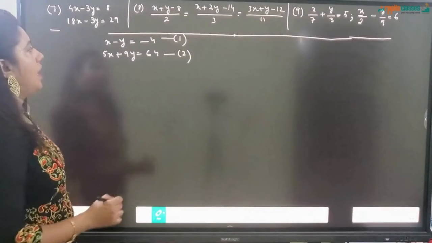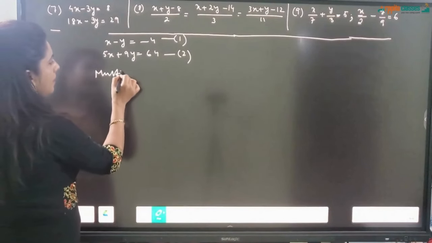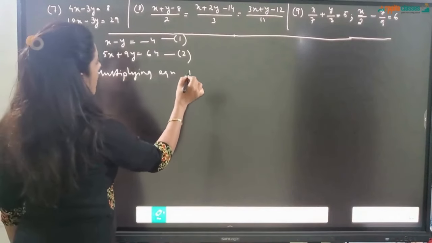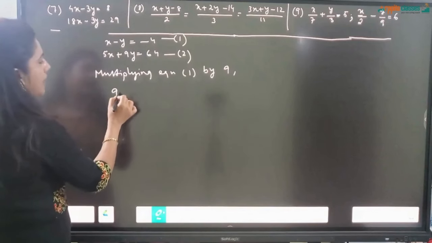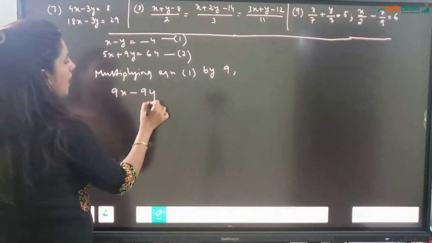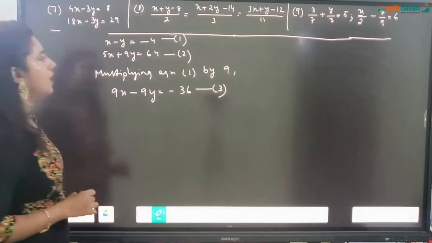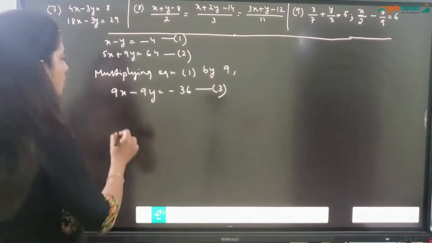Now what I'll do is multiply equation 1 by 9. So I get 9x - 9y = -36. This is my equation 3. Now I see this is plus 9y, this is minus 9y. So I will add the two equations.